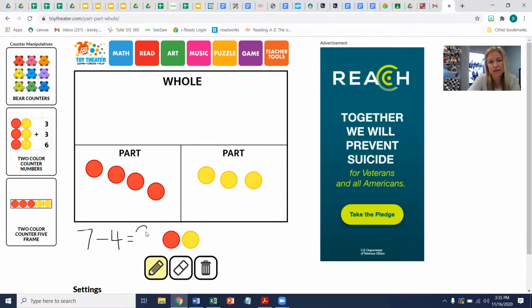and that left 3 left over. So when you have a whole group, you start with your whole group number, you take some away, and the answer is the difference. That's how many you have left.